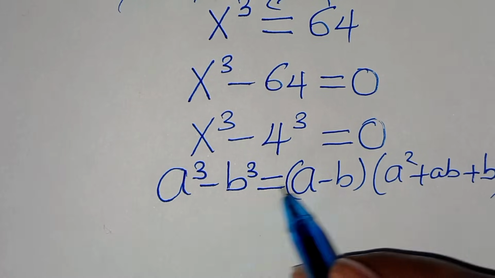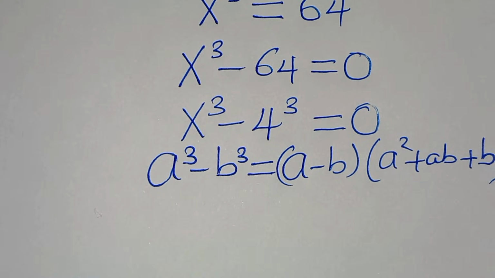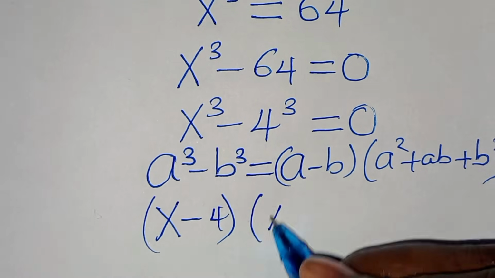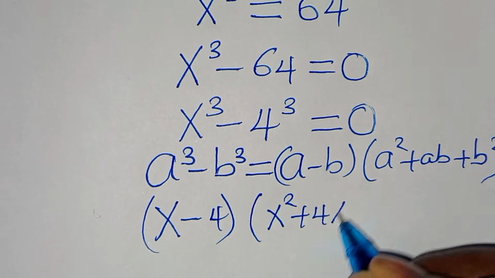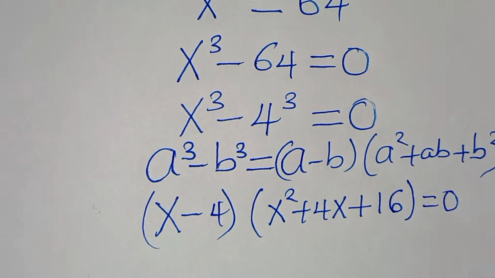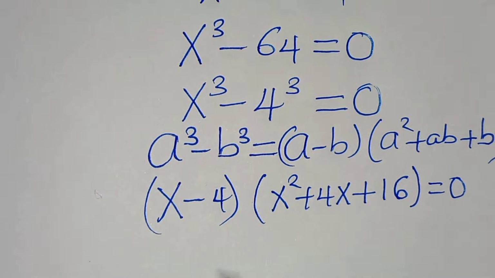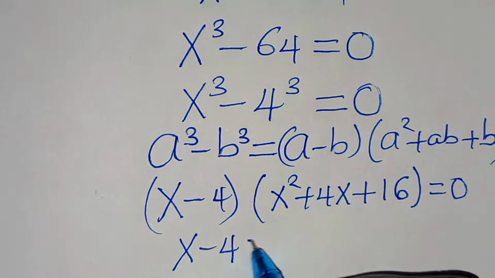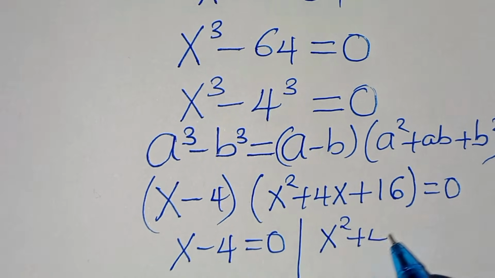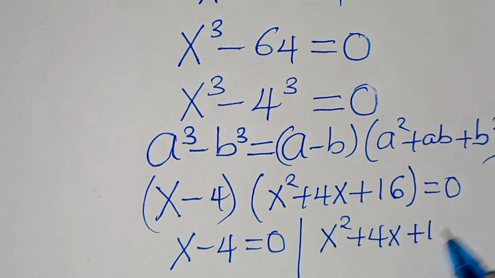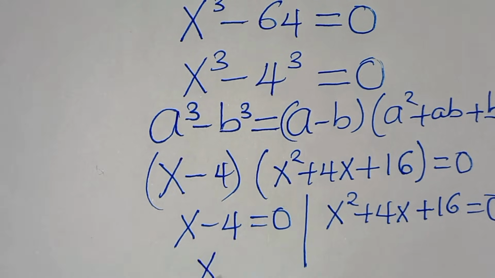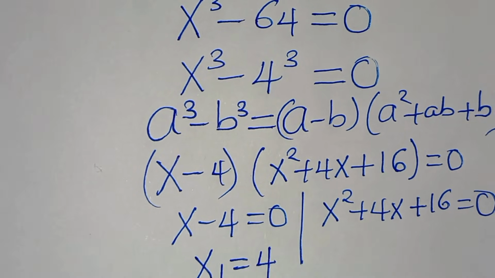Now, applying this identity, here we have x minus 4 times x squared plus 4x plus 4 squared, which is 16. This is equal to 0. So we have two parts here. The first part is x minus 4, equal to 0. The second part is x squared plus 4x plus 16, equal to 0. From the first part here, we have that x1 is equal to 4.